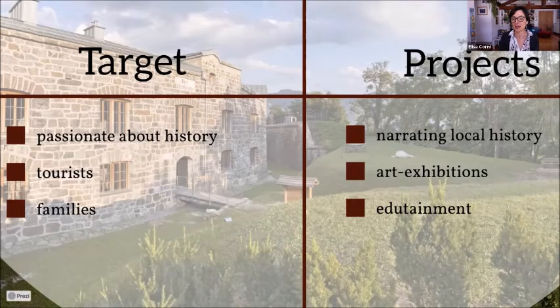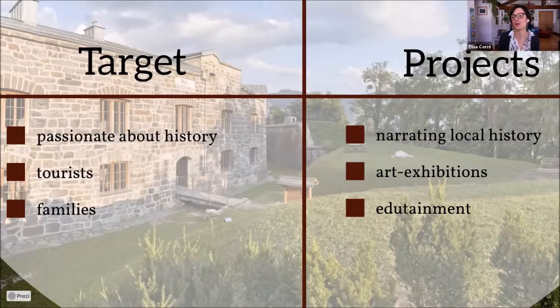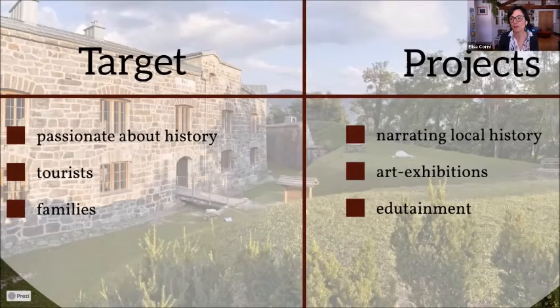First of all, narrating local history. As Giancarlo has said, our history is part of our identity, and so one of our aims is to widespread the history of Trentino. It's not the history of Italy, it's something different because of being part of the Austro-Hungarian Empire.